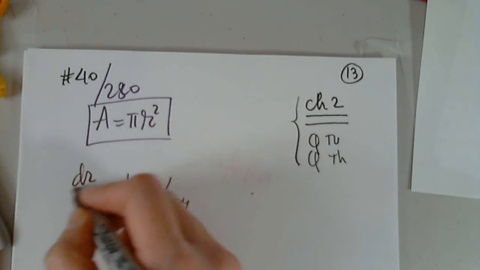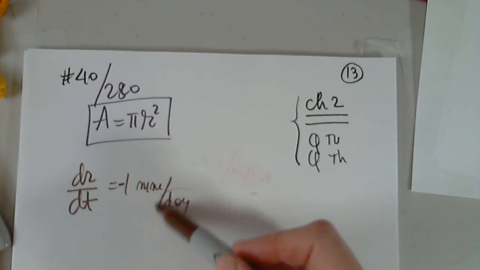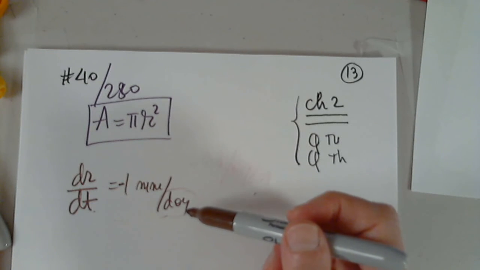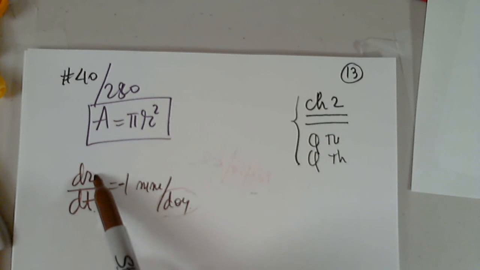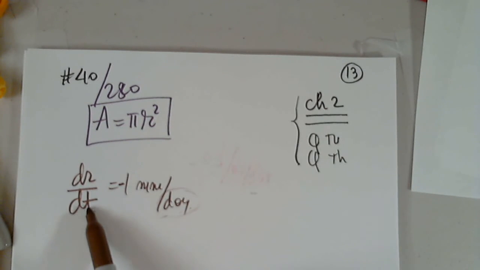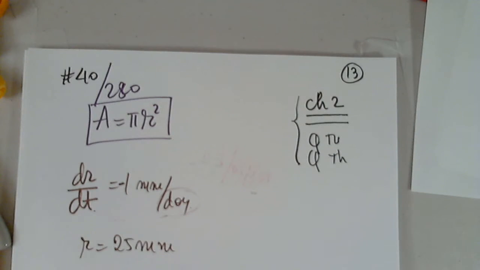And this is dr over dt, the rate of change of radius with respect to time. How do I know it's dt? Because of this. The days, time, minutes, hours refer to rate of change of radius with respect to time. Radius in millimeters, time in days in this case. At the moment when r is 25 millimeters, how fast is the area decreasing at that moment?